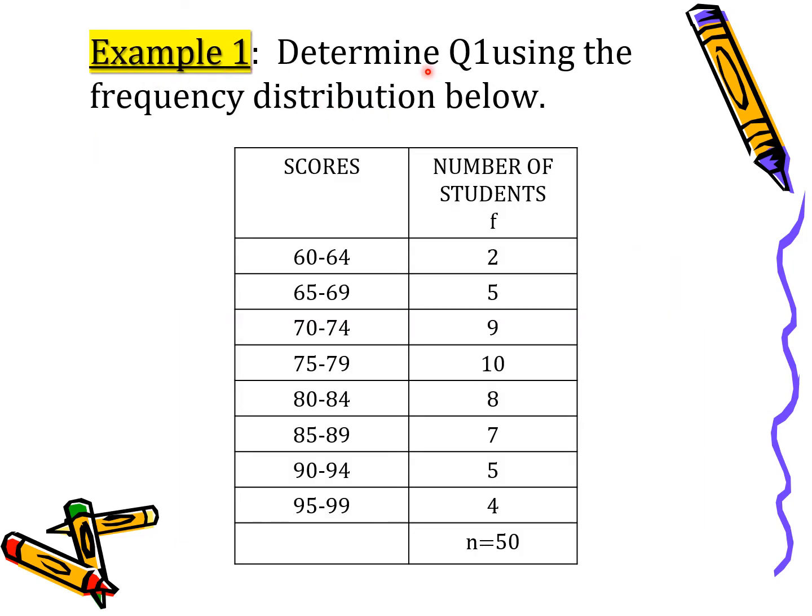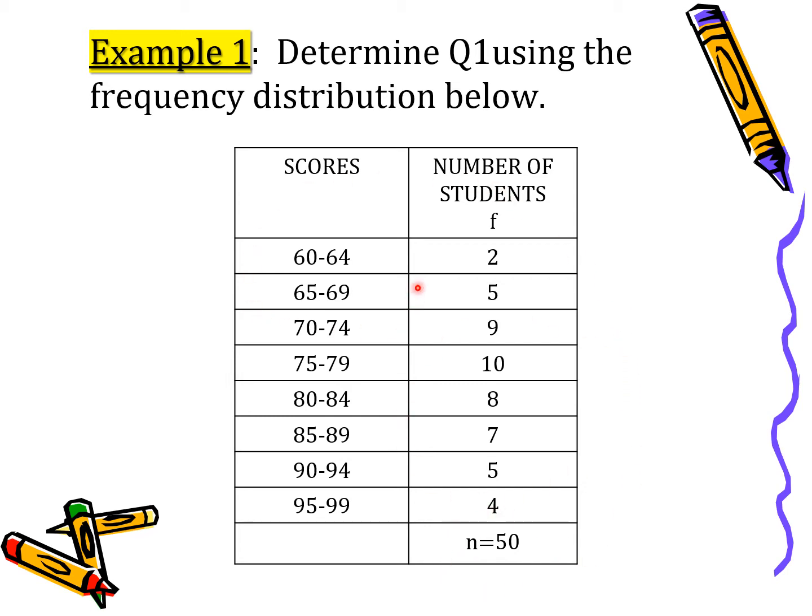Example number 1: determine quartile 1 using the frequency distribution below. Here we can see scores from 60 to 99. The scores are already grouped, that's why this is about finding the measures of position of group data. On the second column, we have the number of students, which we call frequency. For example, two students got 60 to 64, five got 65 to 69, and so on up to the last. There are 50 students in all, or 50 scores in all.